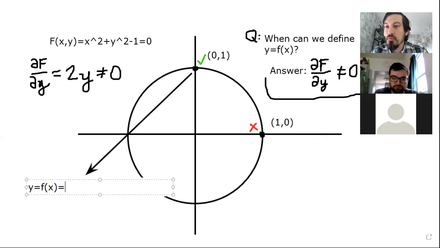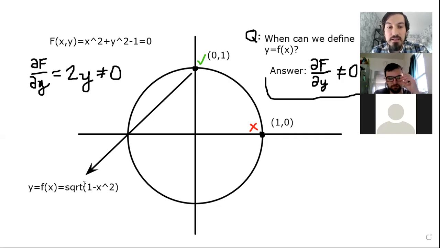You get it by solving for y. Solving this capital F for y, what would you get? I'm going to type it in like font. Square root of 1 minus x squared. Sorry, that's not great. Would you agree? Not only can we define y equals f of x, we can write it out for you. Square root of 1 minus x squared. That function describes the neighborhood of this point.